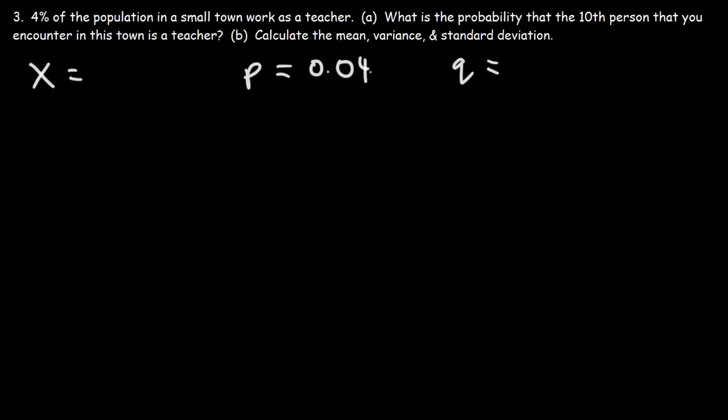That means that 96% of the population are not teachers, so that's 0.96 for q. Little x is going to be 10, since we want to get a successful event on a 10th trial. Now let's write the formula.